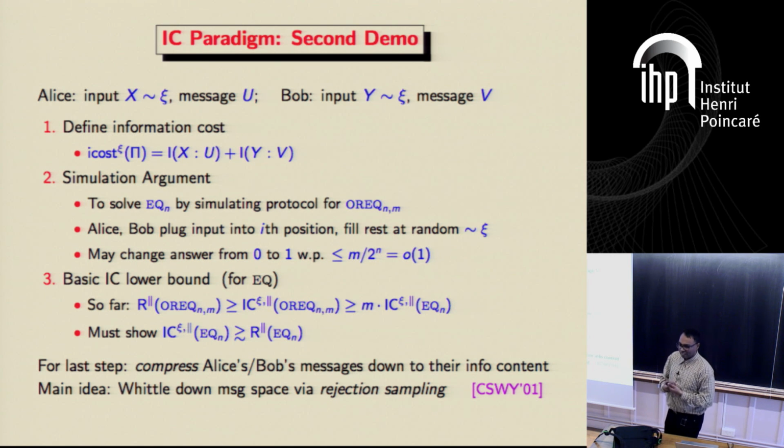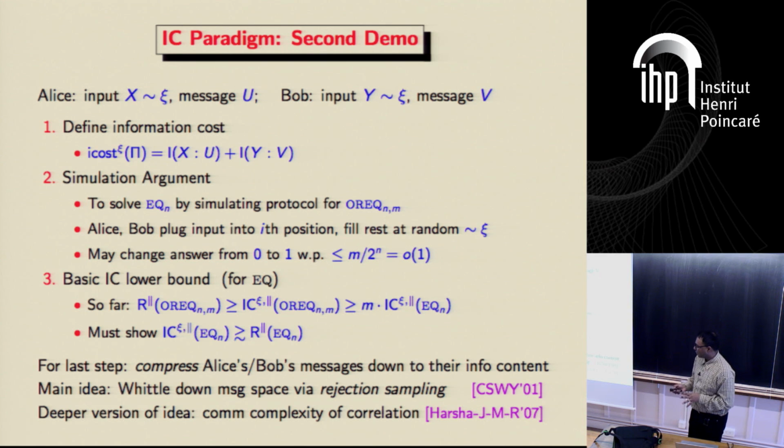Okay? Now this idea, if you're at least passingly familiar with the more modern work on information complexity, you'll see that this is the cornerstone of all that work, right? But in the simultaneous message setting without interaction, it was particularly easy to do this compression. And what we did was basically a form of rejection sampling to just sample messages from the original space. Okay, so I won't go into the technical details of this.